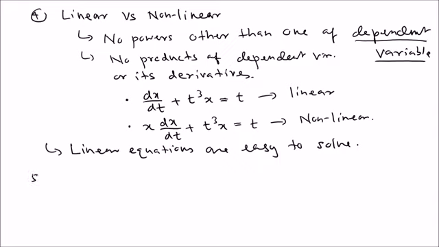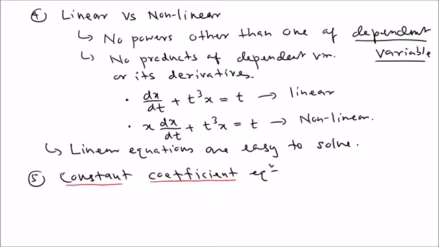And then we talk about what we mean by constant coefficient. So number 5, constant coefficient equations. That means all the coefficients are constants. For example, 5x double prime minus 3x prime plus x equals 0. So this is a constant coefficient differential equation. You can see that all the coefficients are just numbers.